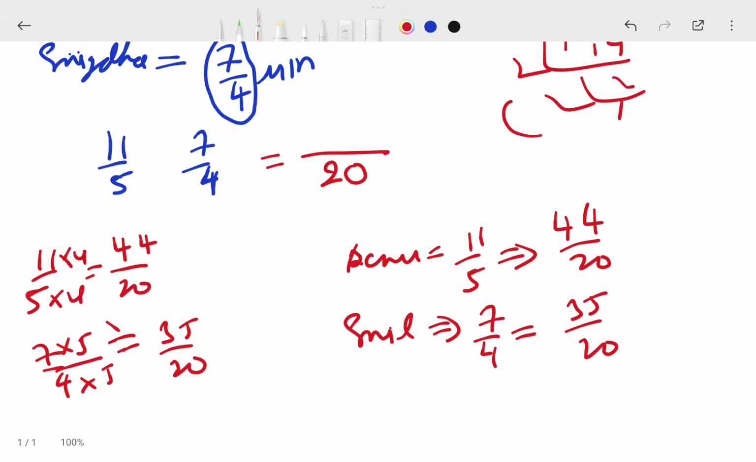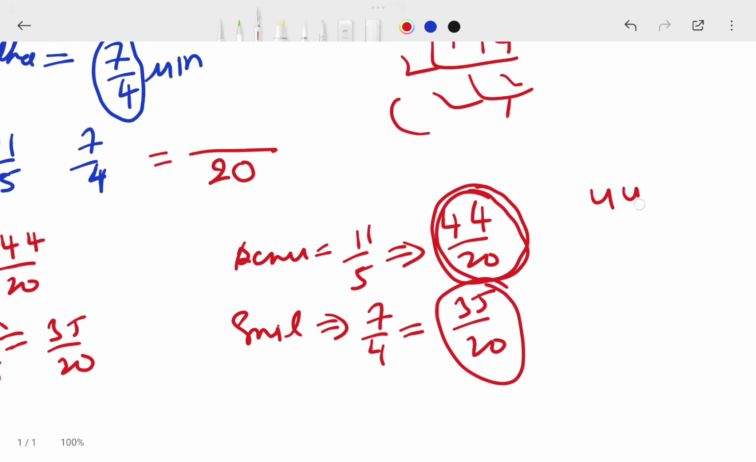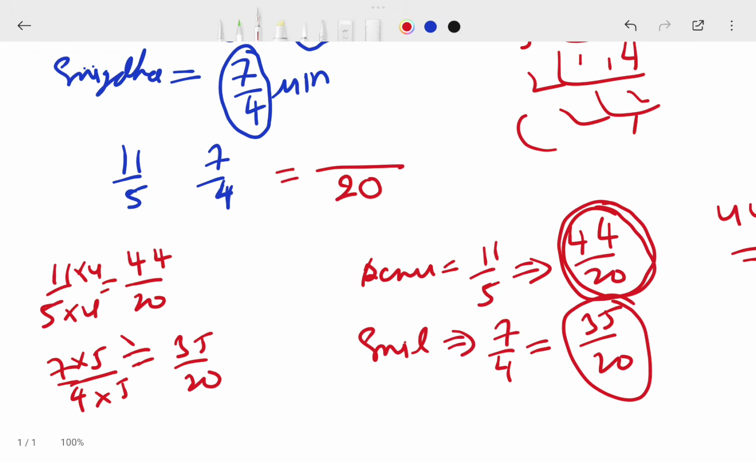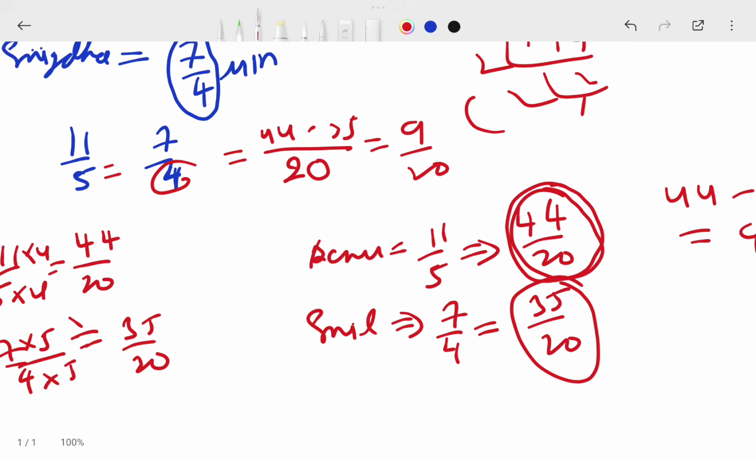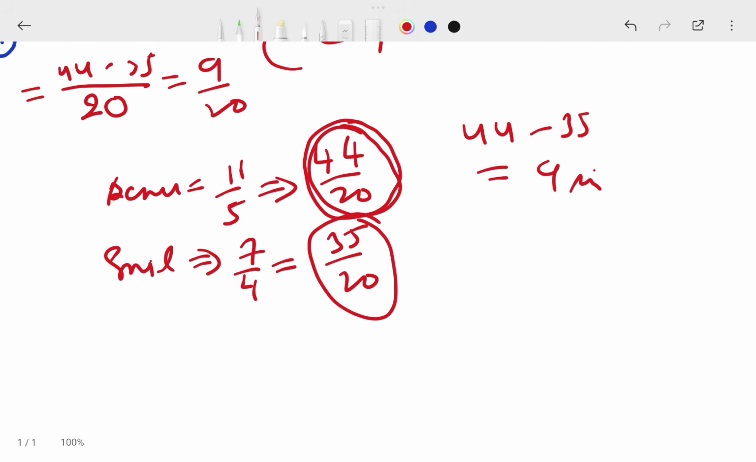So this one is taking 44 minutes out of 20, and this one is taking 35 minutes. Both use the LCM. So what is the gap between them? If you subtract 44 minus 35, you will find the gap is 9 minutes. You can also do it like that: 20, and this is going to be 11 by 44, that's going to be 44 minus 35, so that's going to be 9 by 20. Generally 9 by 20 minutes they are late.